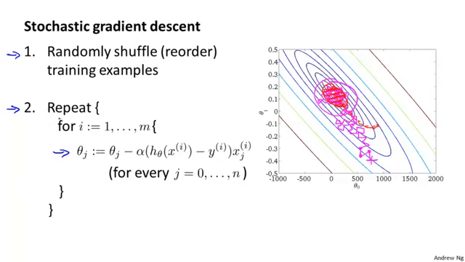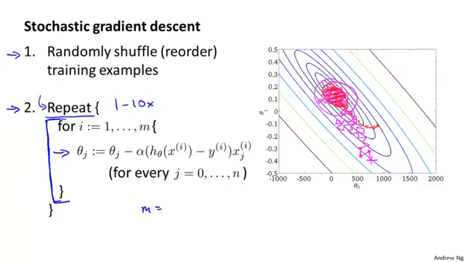Just one final detail, in stochastic gradient descent we had this outer loop, repeat, which says to do this inner loop multiple times. So how many times do we repeat this outer loop? Depending on the size of the training set, doing this loop just a single time may be enough, and up to maybe 10 times may be typical. So you may end up repeating this inner loop anywhere from once to 10 times.